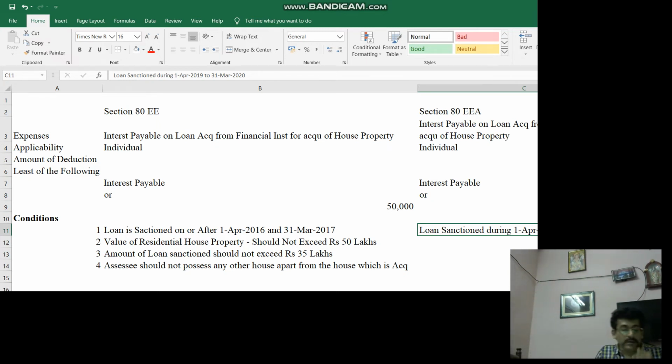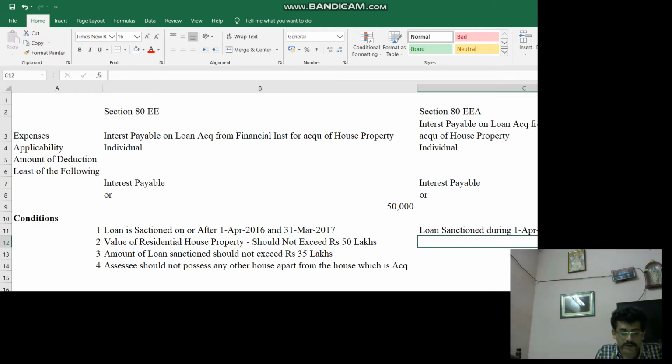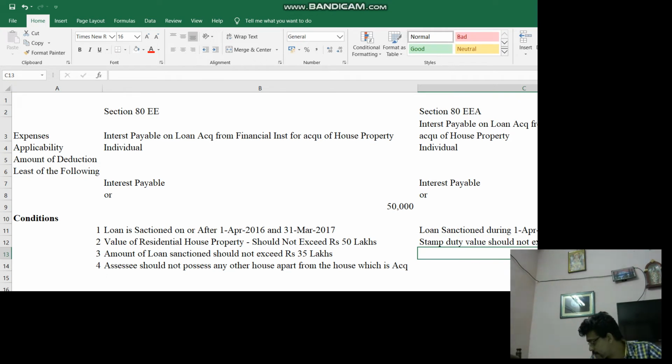Then the second condition. In 80EE, we were focusing on something called the value of the house. But in the case of 80EEA, we are not focusing on the value of the house, but on something called stamp duty value. So here we focus on stamp duty value, which should not exceed rupees 45 lakhs. That's the basic condition which you are supposed to satisfy.